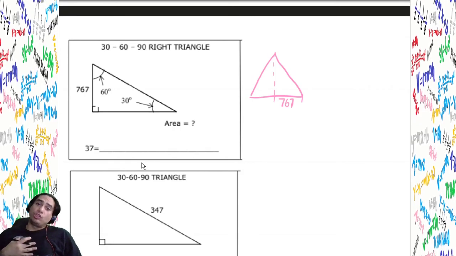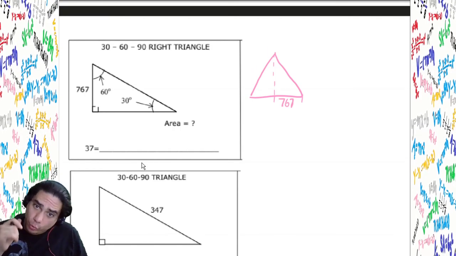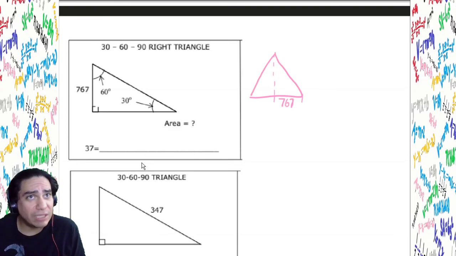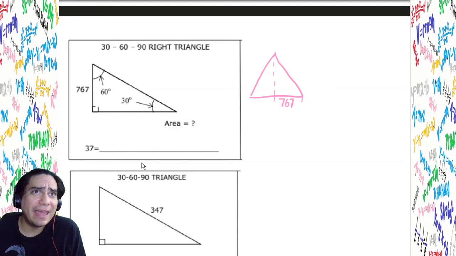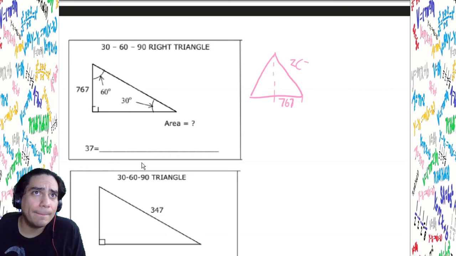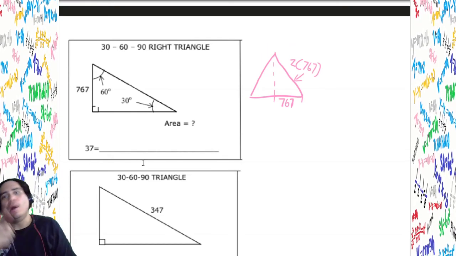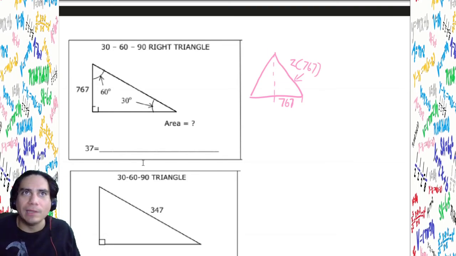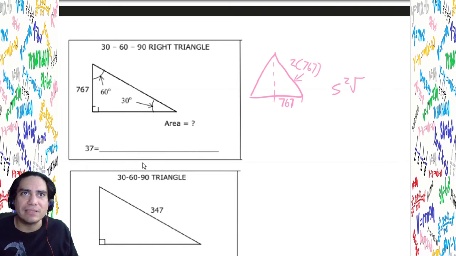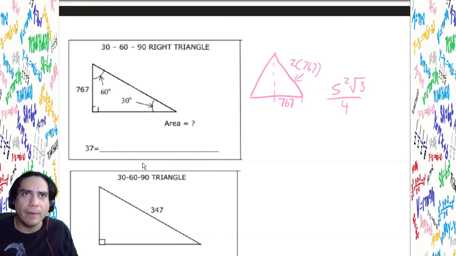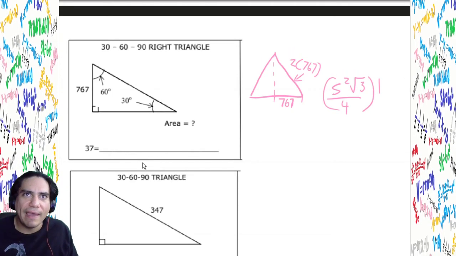So what I would do is get that 767 and multiply that by 2 to get that side right there. And once we got that side, we could use that formula: side squared times the square root of 3 divided by 4, cut in half.